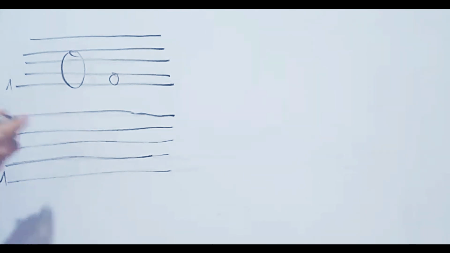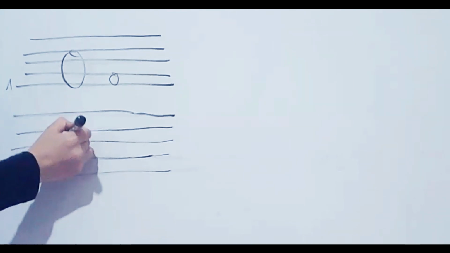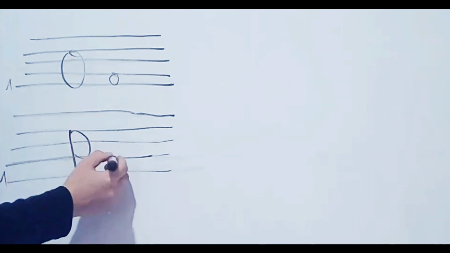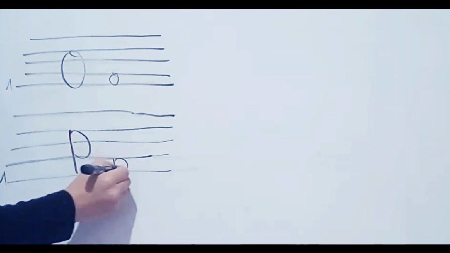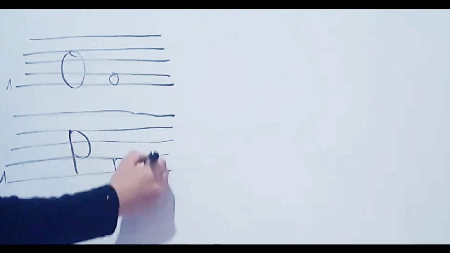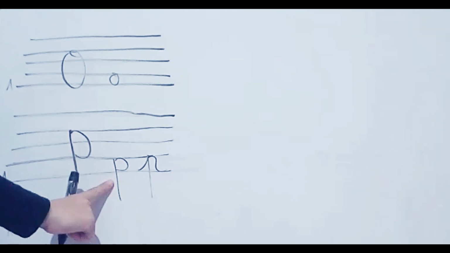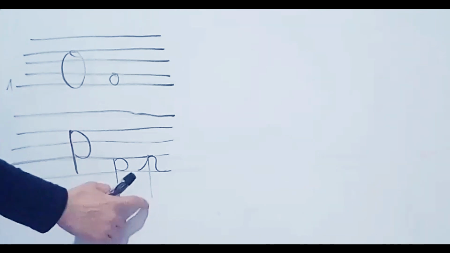P now, the capital letter P is like this. The small letter P, you have two ways to write it. You could write it like this, P, or like this. الكتابة المنفصلة تستخدم ال P هذه، والكتابة المتصلة تستخدم ال P هذه.